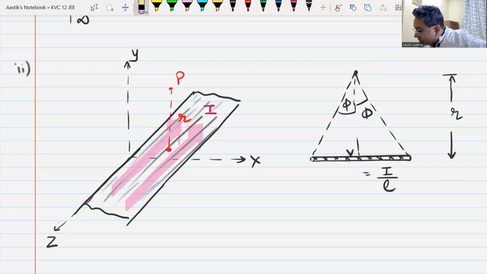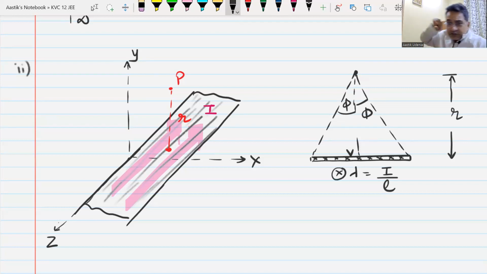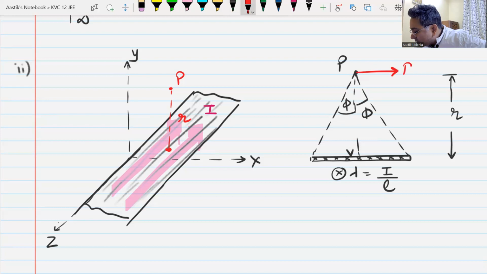Current is going inside. The point is on the top. If you turn your hand, it is going like this. That means the magnetic field will go like this. Do we understand what I have written here and drawn here?